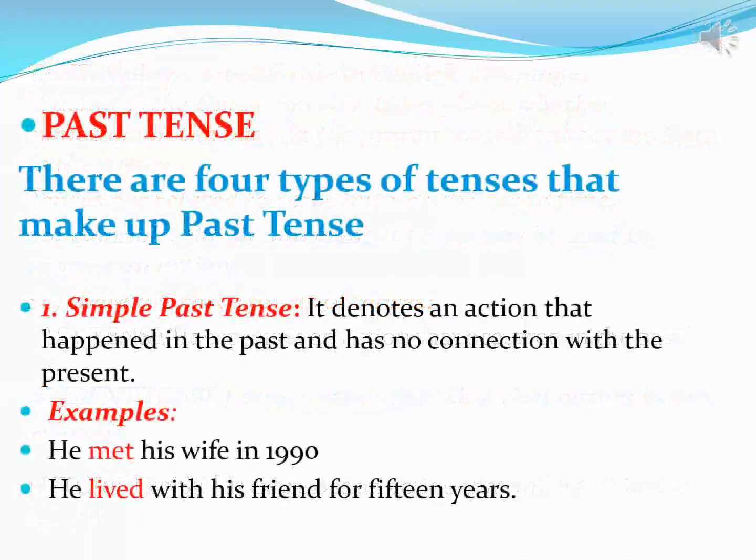Now let's discuss them in detail. There are four types of tenses that make up past tense. The first is simple past tense. It denotes an action that happened in the past and has no connection with the present. For example, he met his wife in 1990. He lived with his friend for 15 years. So, it shows that an action that happened in the past has no connection with the present.